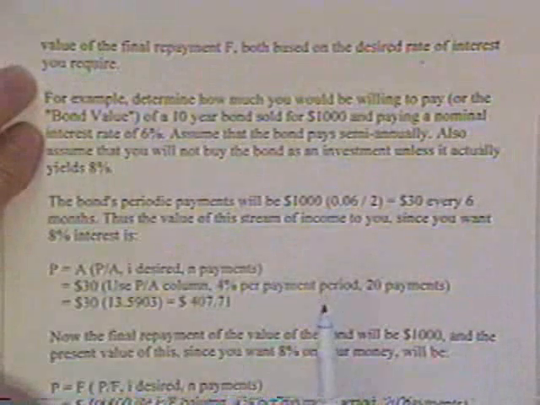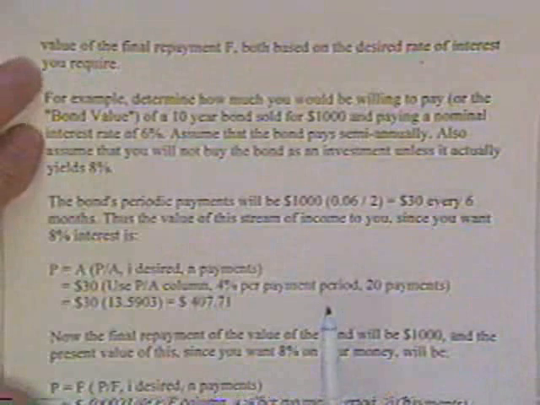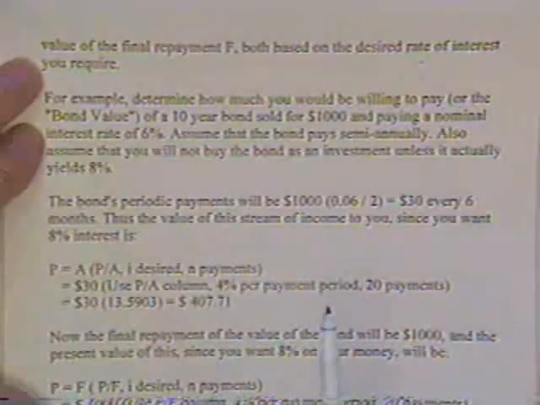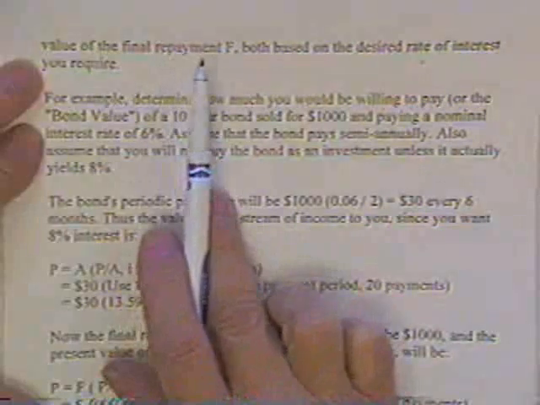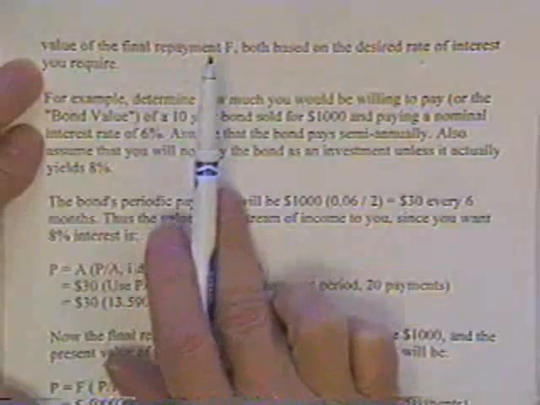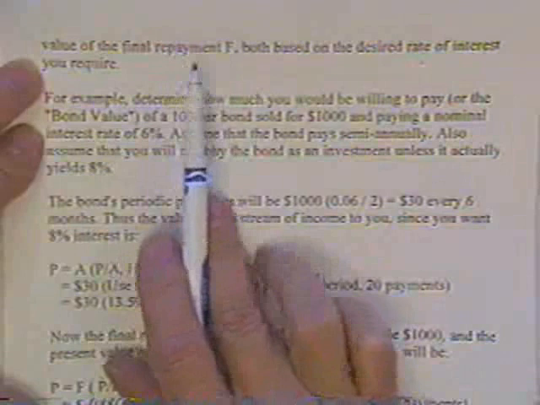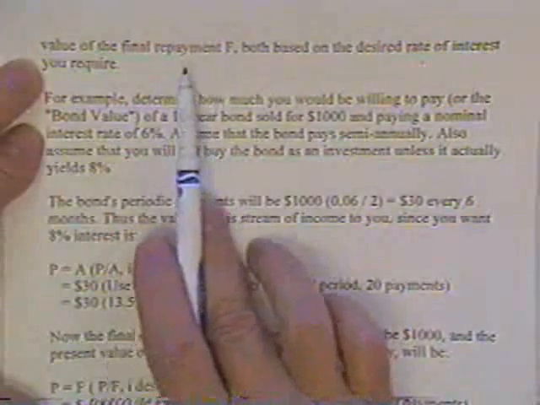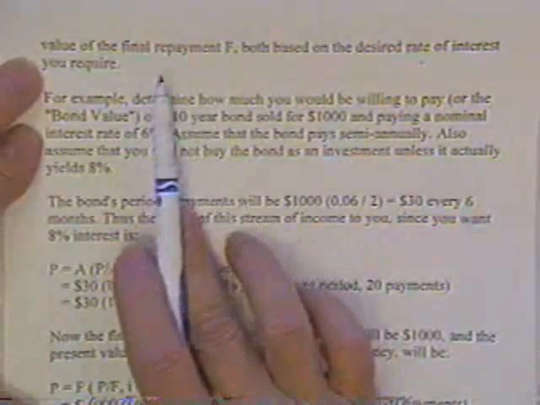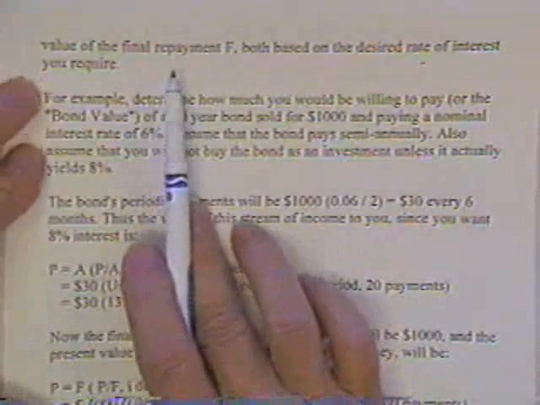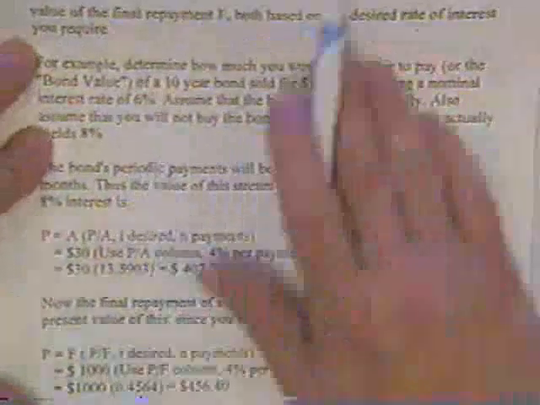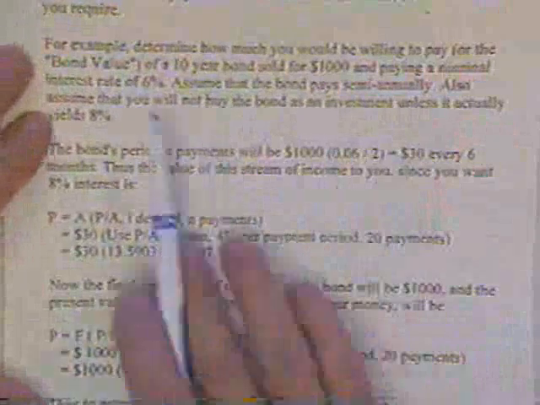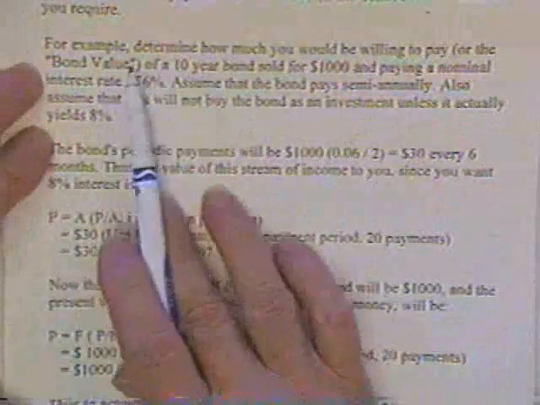For instance, if I can make 20% interest somewhere else, and this bond pays 5% interest, then the value of the bond to me would be less. The value of the bond depends on the rate of interest that I will require before I'll even purchase it. So, if they ask you for a value of a bond, here'd be an example.